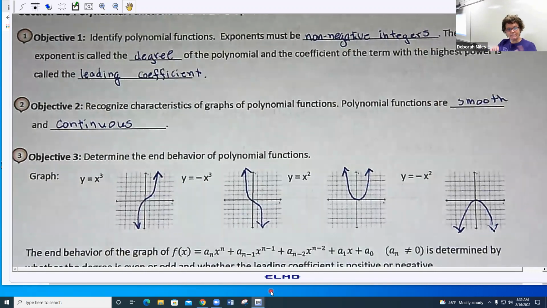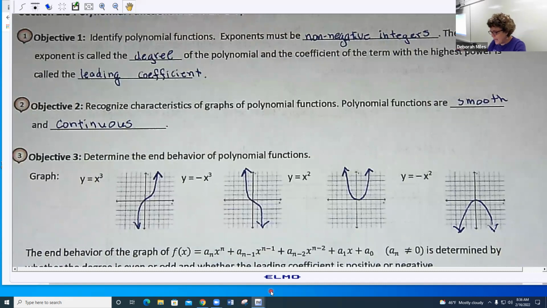X cubed was that vertical uphill snake. Negative x cubed was the same graph, but flipped with respect to the x-axis. So you can call it the downhill snake. X squared is a concave up parabola. Negative x squared is the concave down parabola.